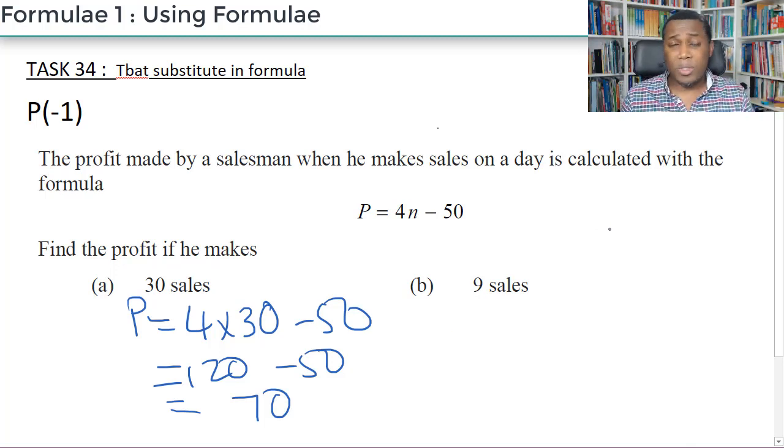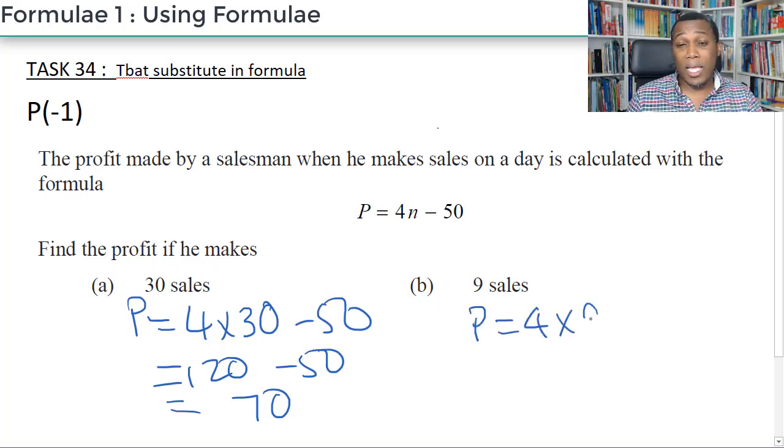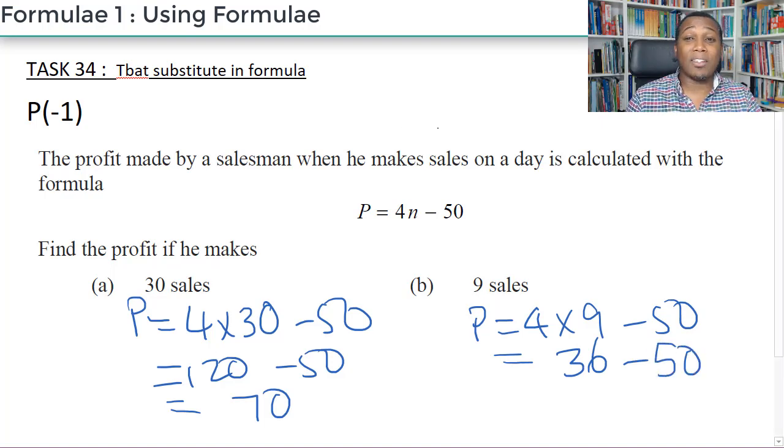They didn't give units, so we'll just leave it as 70. For 9 sales, what's going to happen here? P is equal to 4 times 9, take away 50. 9 fours are 36. Houston, there's a problem. That's less than 50. How do we deal with that?